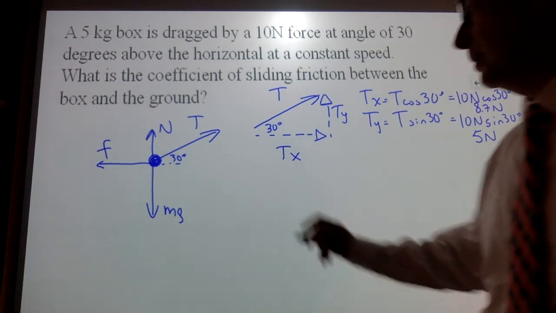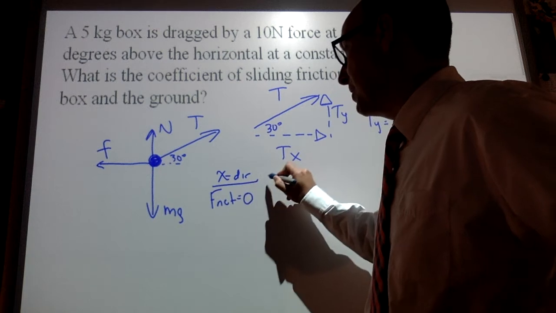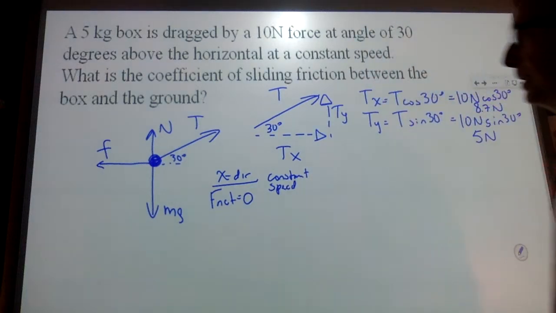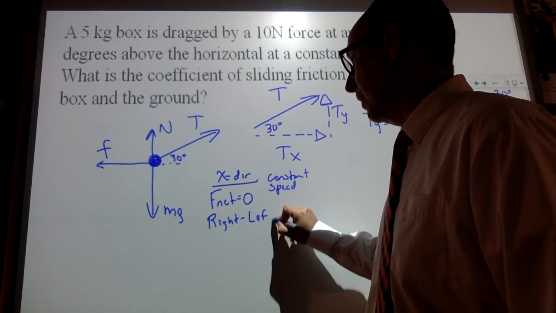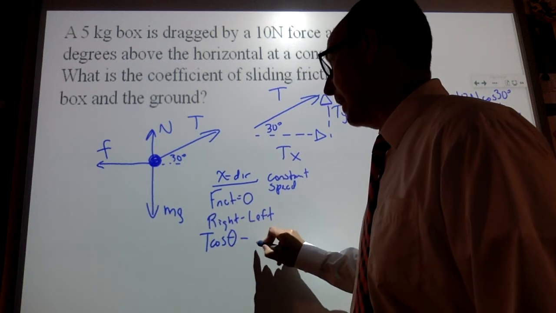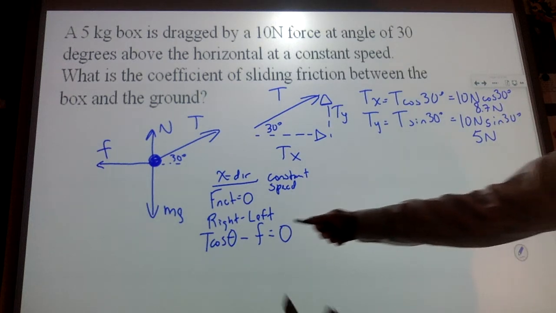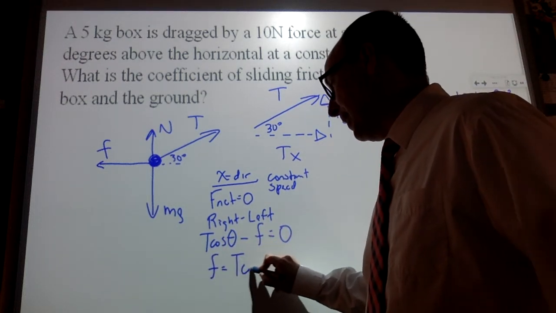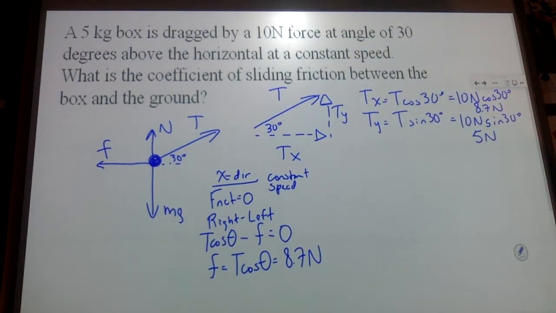Friction I would get with the x direction. And so in the x direction, I would say Fnet is 0. Not because it's not moving, but because it's moving with constant speed. And then I'm going to take the forces to the right minus the forces to the left. So I'm going to have T cosine of the angle minus F is equal to 0, which I know what this is, but I'm going to put it in just as variables to start with. And so my friction is going to be this 10 cosine 30, which we got to be 8.7.